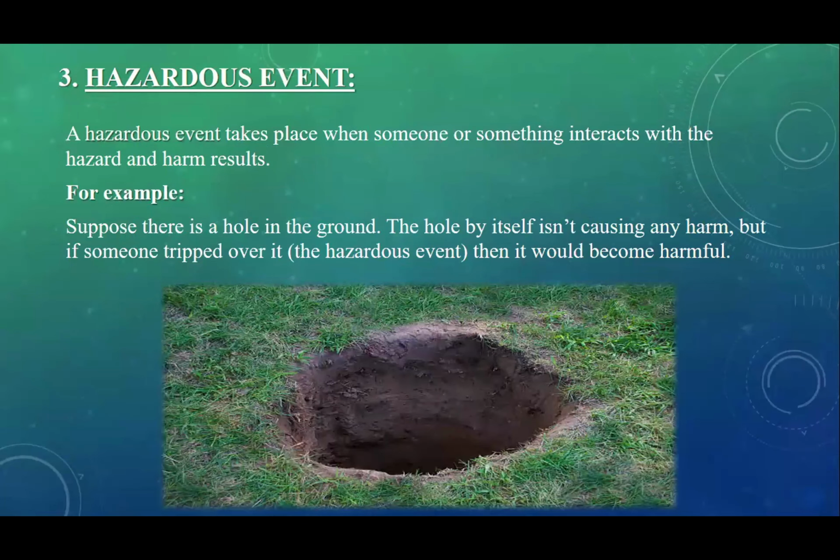The third one is the hazardous event. So what is a hazardous event? It takes place when someone or something interacts with the hazard and harm results. For example, suppose there is a hole in the ground. The hole by itself is not causing any harm, but if something trips over it, then it becomes harm. When something trips over it, that is the hazardous event, because it interacts with the hazard and harm results.